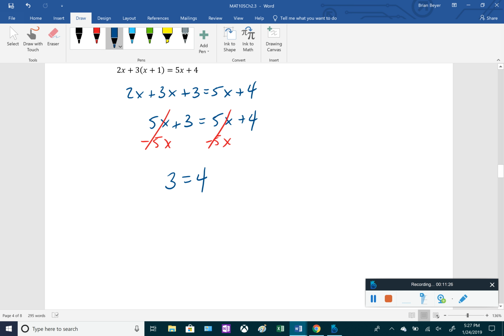So 3 obviously does not equal 4. So I'm just going to put a little x. So this means there are no solutions. So the variables canceled off and we got a false statement. 3 does not equal 4. So no matter what value of x we plug in, this equation will never be true.